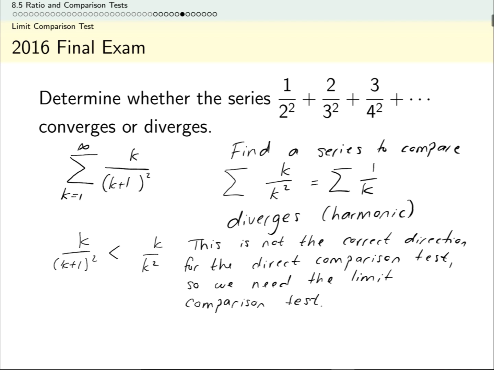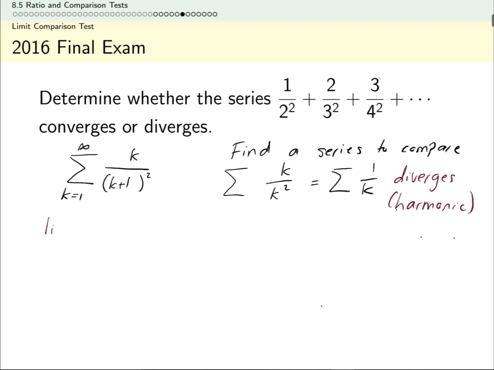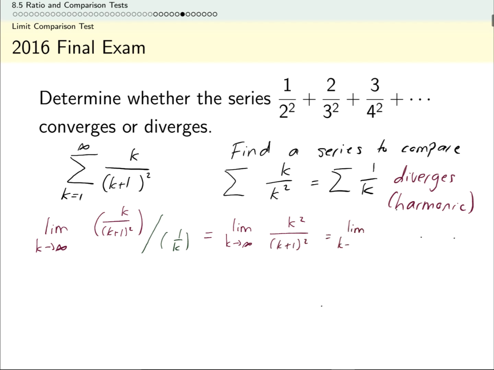So what I have is two series that I would like to compare, but I haven't yet proven that the comparison is actually valid. In order to do this, I'll take the ratio of their terms. It doesn't really matter which term I put on top. Here are the terms of one series. Here are the terms of the other. I flip the denominator and multiply. What I have now is the limit of a rational function, a polynomial over a polynomial.